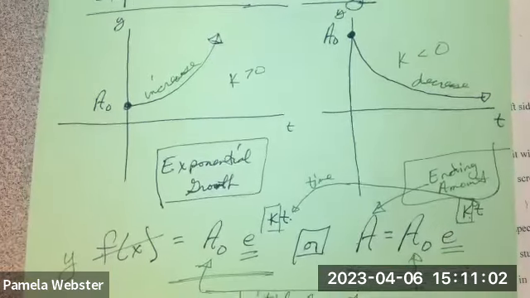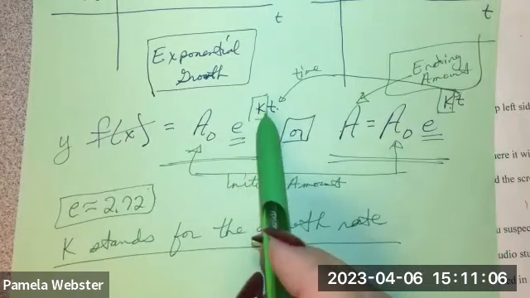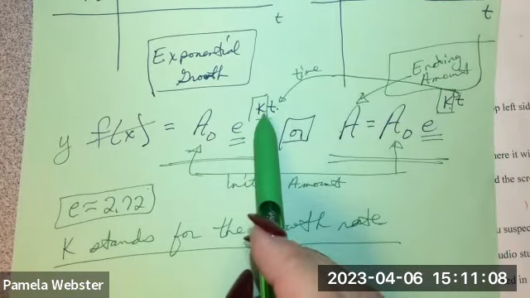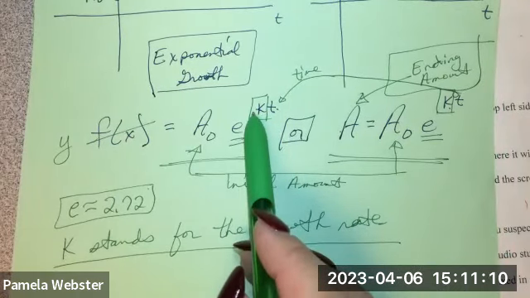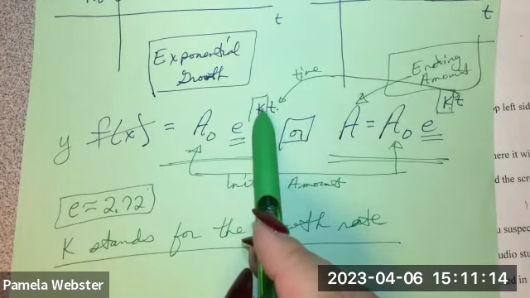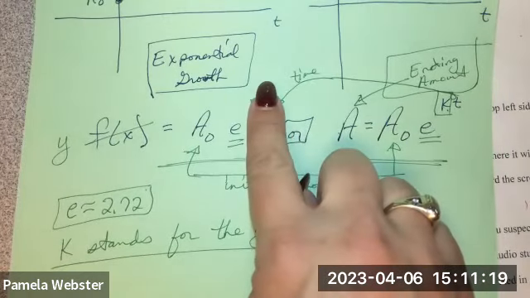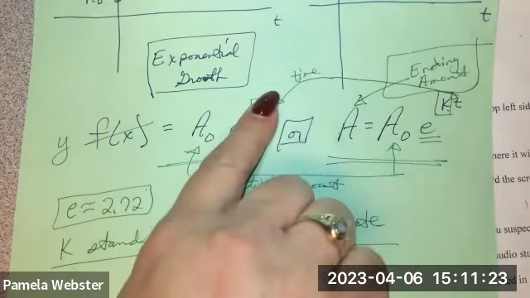Can your K be 0? This is a question I have for you. No growth rate is what that means. It's not growing, it's not decaying, it's just standing even. Well, if this is a 0, then T times 0 would be 0. And we know anything to the 0 is a 1, right? So E to the 0 would be 1.